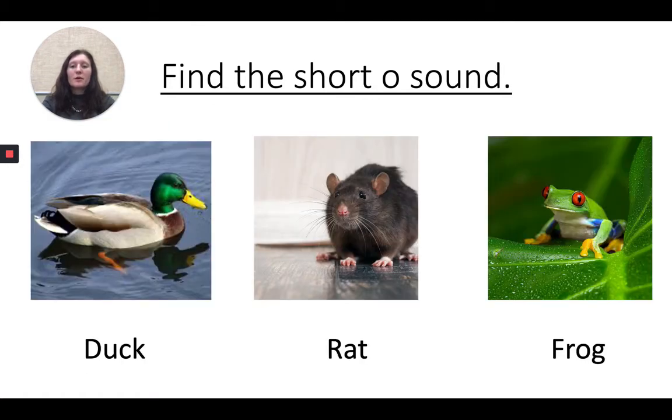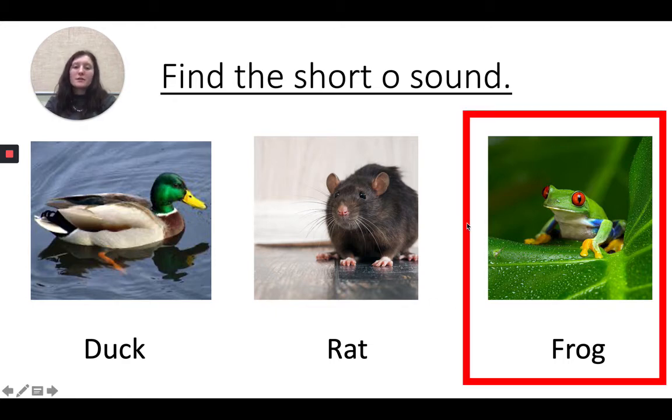All right, now let's try one more. So let's find the short O sound. So we have duck, rat, or frog. So this one's going to be a little bit easier because we see in both the words duck and rat, we don't even have the letter O in it at all. So this one is pretty easy. We know that this one is going to be frog because it's the only one that even has the letter O in it. All right, so let's move on to long vowel sounds.